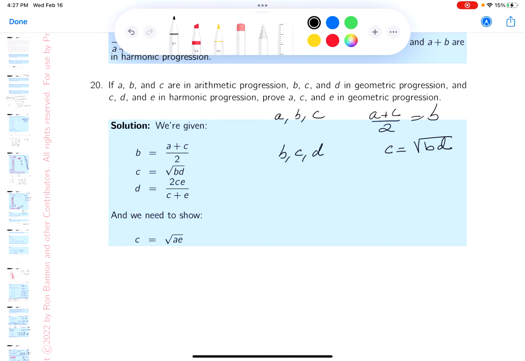The next one is a little more complicated. They say C, D, and E are in harmonic progression. Now, what does it mean? You know what I have to do, right? I go to arithmetic: 1 over C, 1 over D, 1 over E. So I know that 1 over D is equal to 1/2 times (1 over C plus 1 over E).